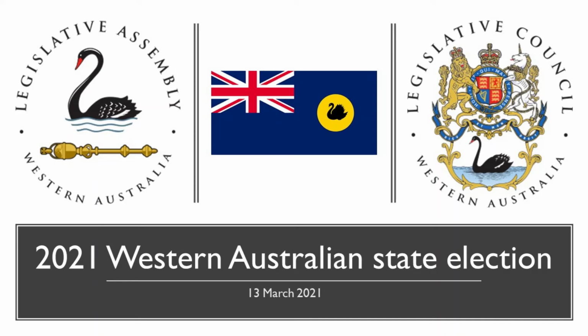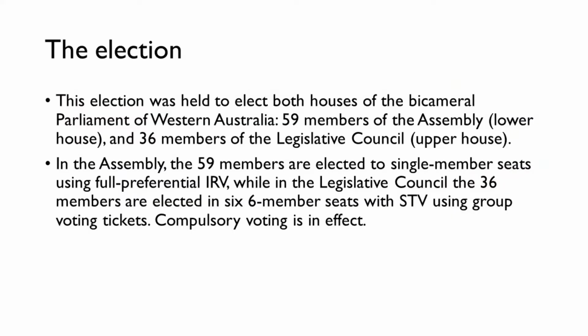Today we'll be talking about the 2021 Western Australian state election that was held on the 13th of March 2021. This election was held to elect both houses of the bicameral Parliament of Western Australia, 59 members of the Assembly, which is the lower house, and 36 members of the Legislative Council, or the upper house.